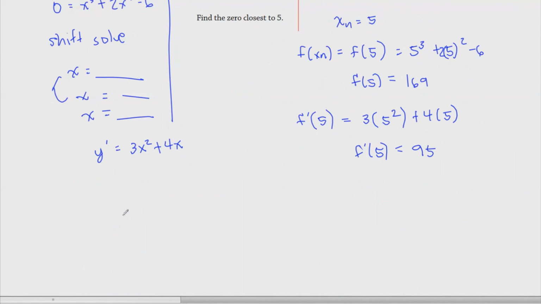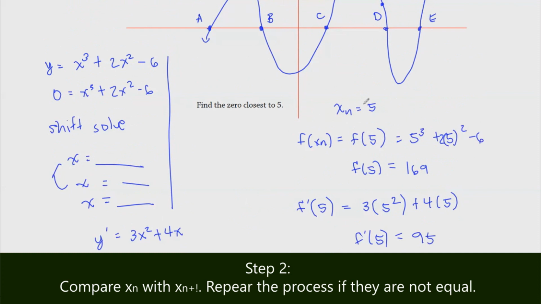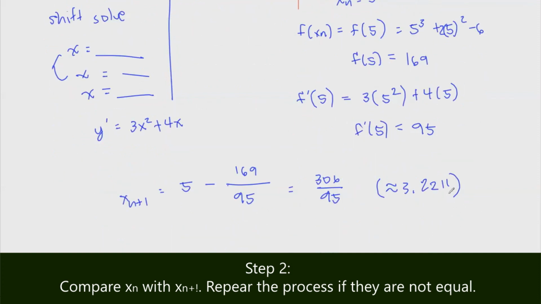So x of n plus 1 is equal to 5 minus f of 5, that's 169, divided by 95. So the answer from here is 5 minus 169 over 95, which is equal to 306 over 95. I'll be writing this as a fraction so that I can get the most exact answer. But in this case, that's around 3.2211. So as you can see, starting from 5, our answer became 3.2211.